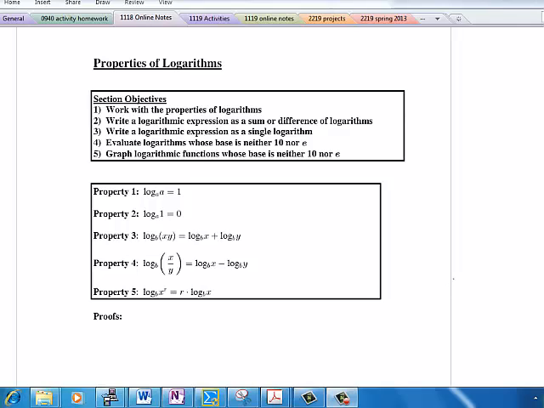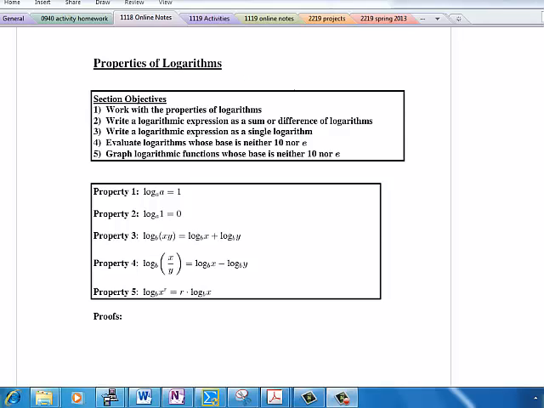In this video, we're going to take a look at some of the properties of logarithms. We saw some of the properties in the previous video, but we'll take a look at three new properties in addition to those that we had already seen. Working with these properties is a preparation for solving logarithmic equations.